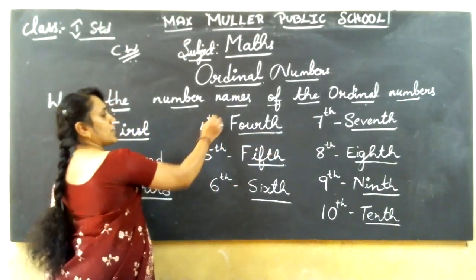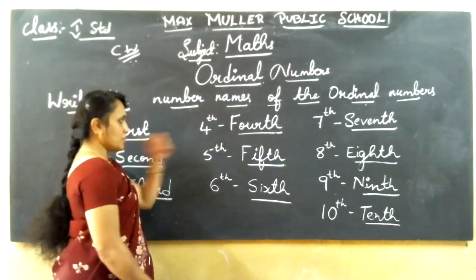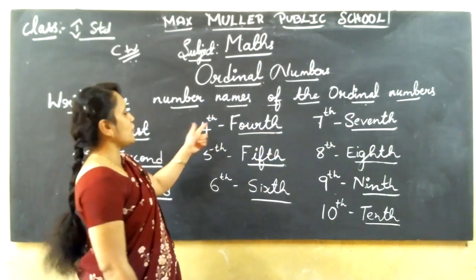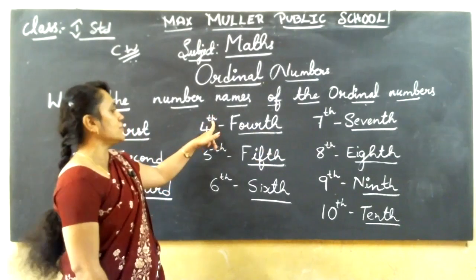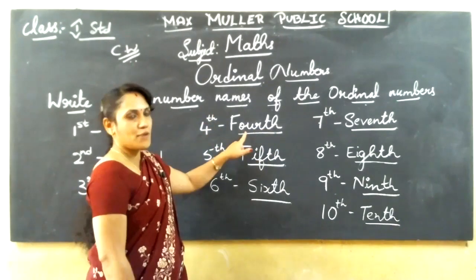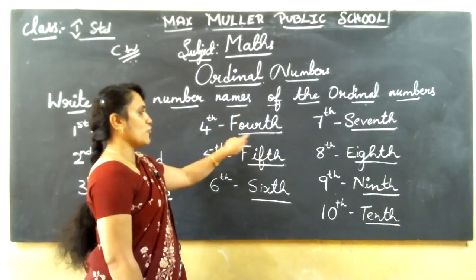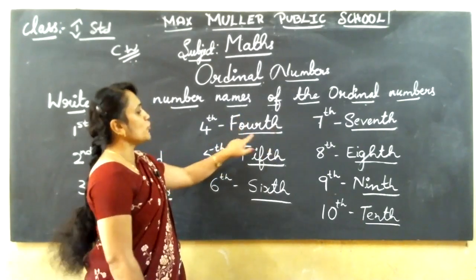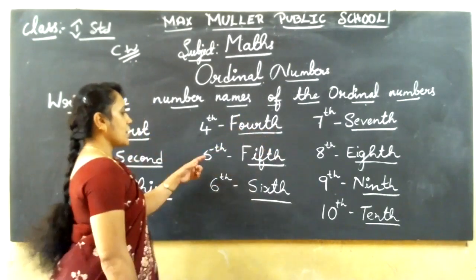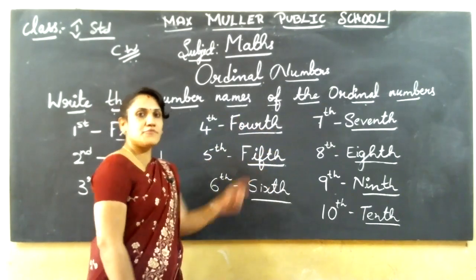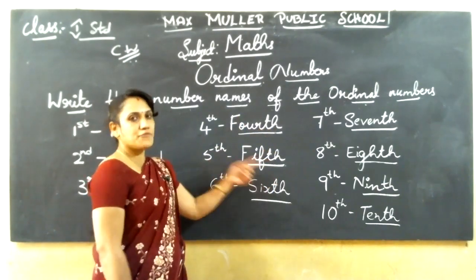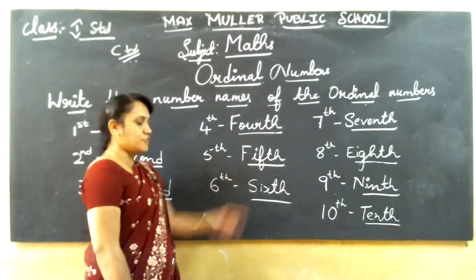See, I have added TH here, isn't it? So if you simply write the number, it is only a number. If you add this, then it will become an ordinal number. Fourth, F-O-U-R-T-H, fourth. Then fifth, F-I-F-T-H, fifth.